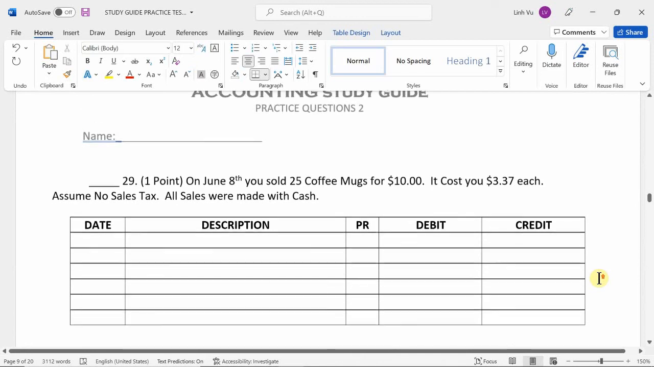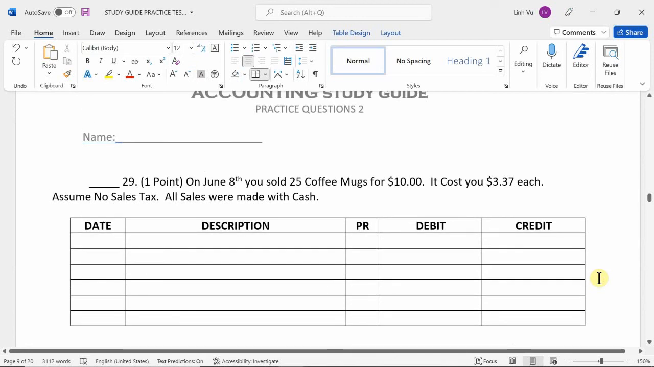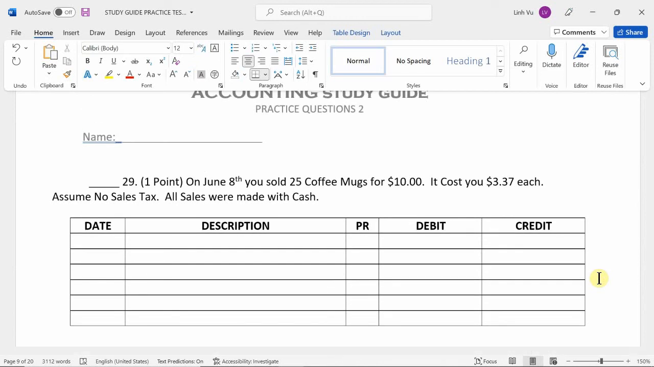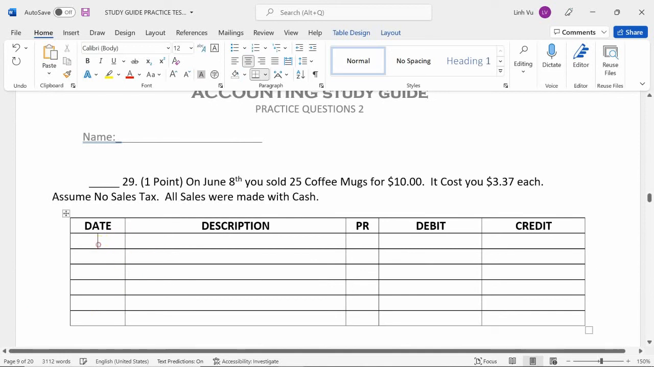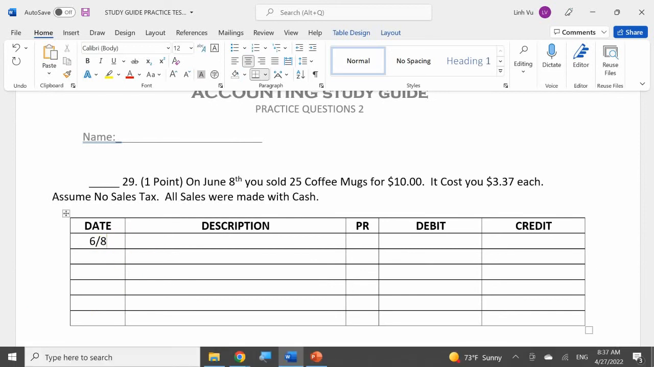Okay. Number 29. If on June 8th you sold 25 mugs for $10 each, and it cost you $3.33 each, assume no sales tax. So all sales were made with cash. So how do I record this transaction here? If I sold 25 coffee mugs for $10 each with no sales tax, and they were cash sales.